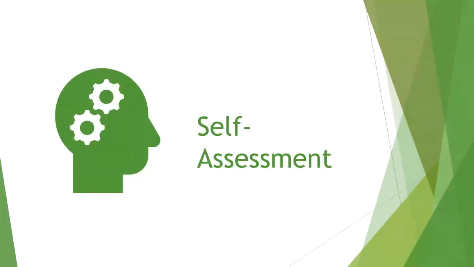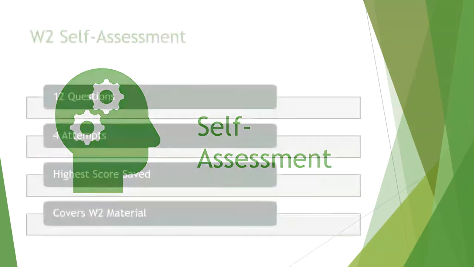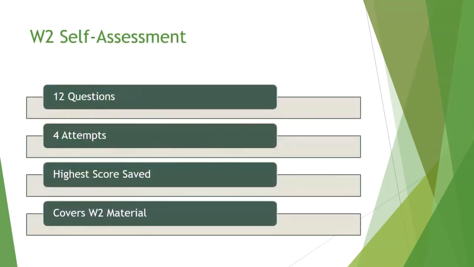Okay, so moving on to the self-assessment. You guys have seen how the self-assessment works. Week 1 was the only one that had a question that I actually have to manually grade, which I will be doing today. But the week 2 self-assessment is completely multiple choice, so you will get instant feedback. It is 12 questions, just like the week 1 self-assessment. You have 4 attempts. Your highest score is saved, and it's covering stuff from week 2. So this gives you an idea if you understand the material for week 2.